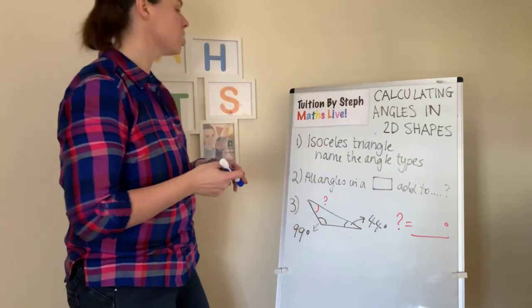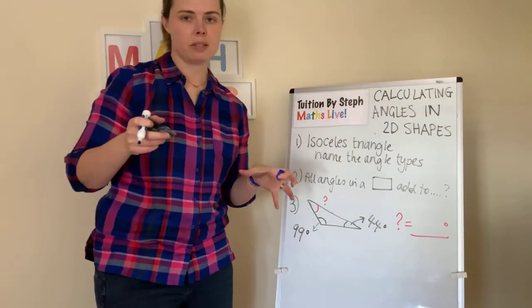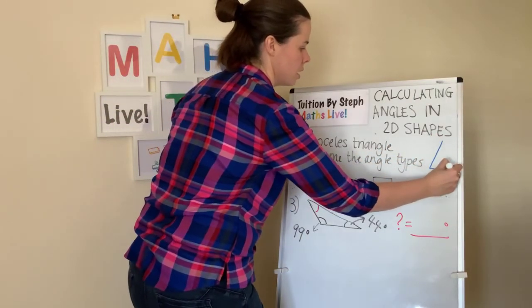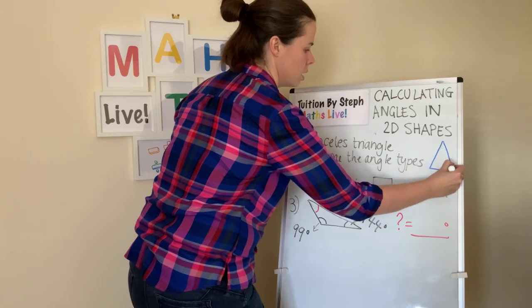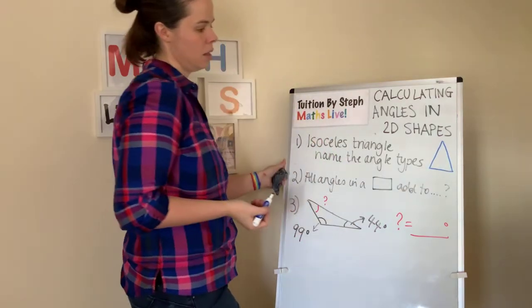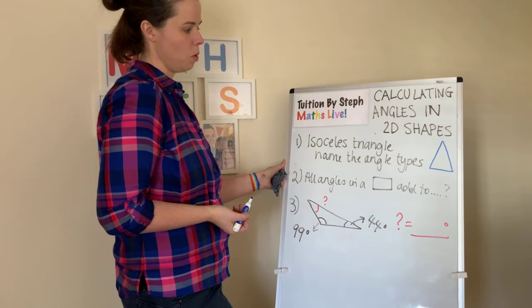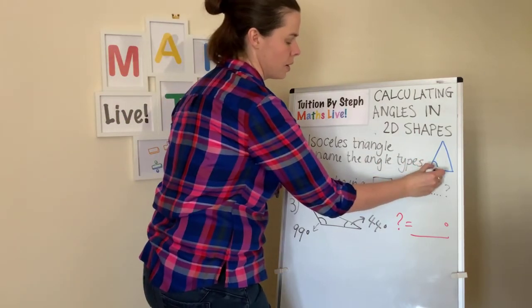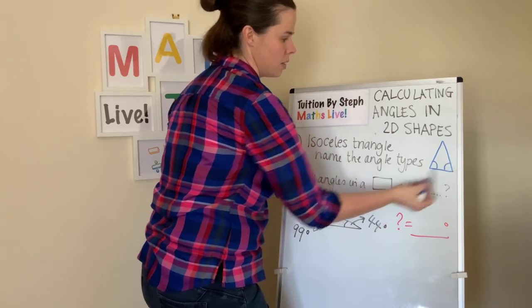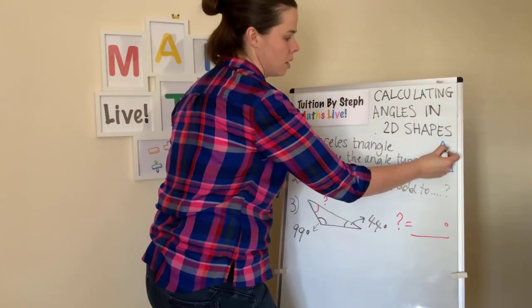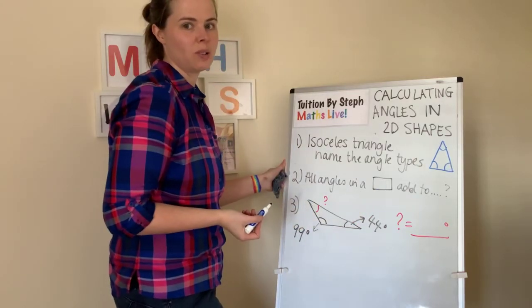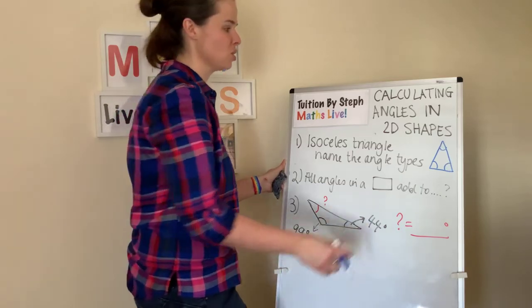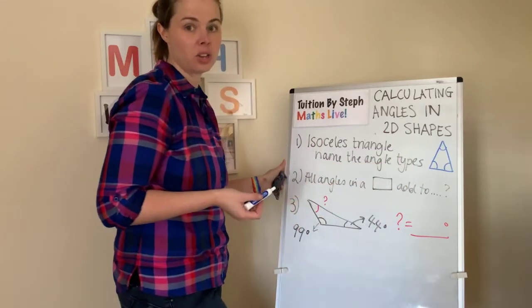So, isosceles triangle. Now, it's not name the size of the angles, it's what types of angles are there. So if I just draw an isosceles triangle here. What do we think? Can you see that this is an acute angle? This is an acute angle. So they're all acute angles. All angles inside an isosceles triangle are acute.